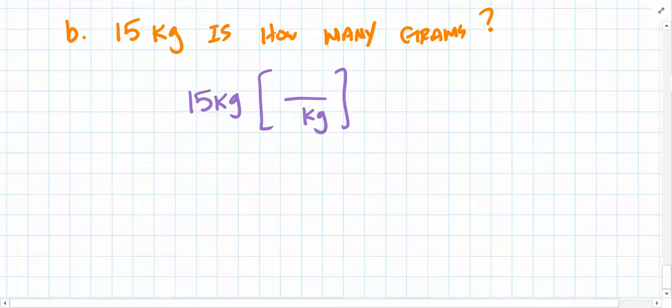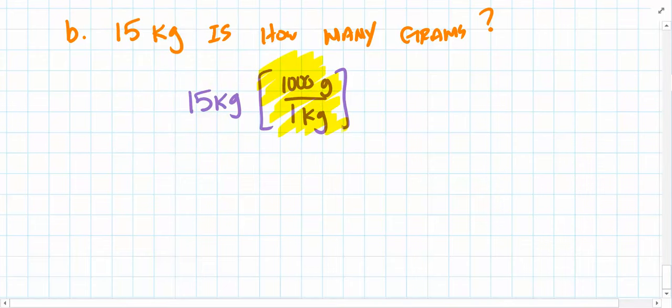Well, a kilo means 1,000, right? So I know that there are 1,000 grams for every 1 kilogram. That's a conversion factor. This piece right here is my conversion factor. They are equivalent measures but in different units. So 1,000 grams is worth 1 kilogram. Does that make sense? So far so good?